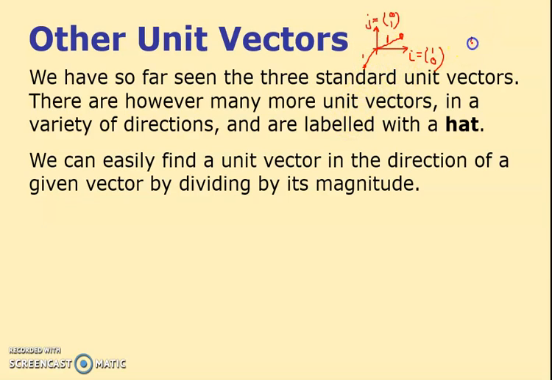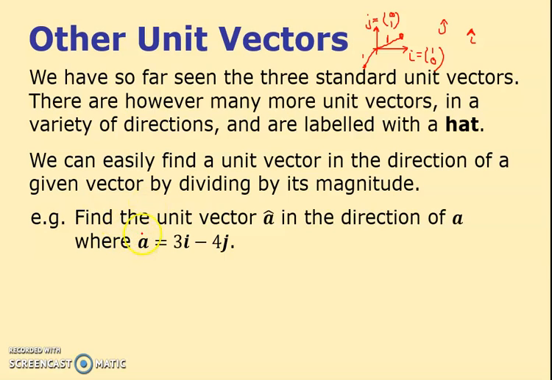And we usually write them, sometimes written i hat. j can be written as j hat because everyone knows it's a unit vector, it's of length 1. So we can find other unit vectors as long as we know the proper length of the vector we're trying to use. So this is an example. Find a unit vector a hat in the direction of a, where a is 3i minus 4j. Well, first of all, let's write that as (3, -4), because then I know what it looks like.